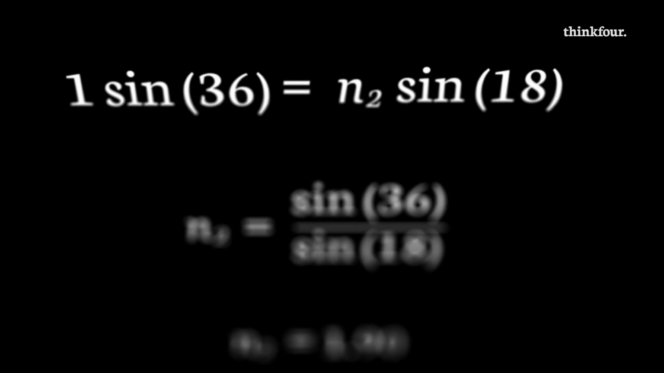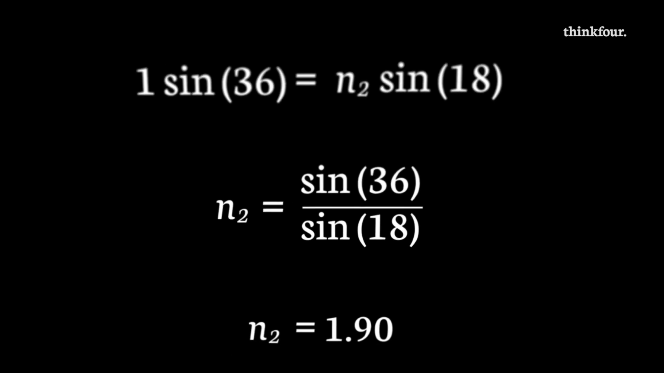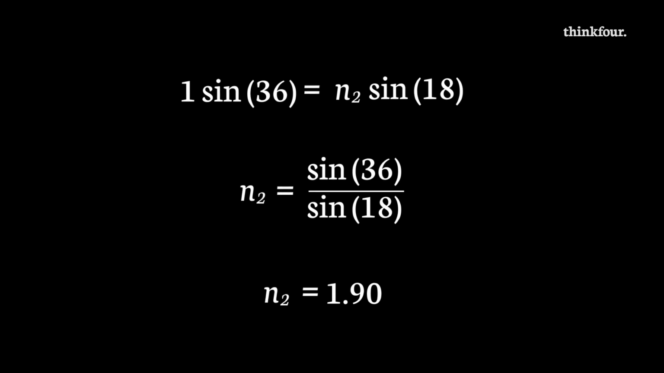From the question, we know that n1, which is air, will be equal to 1. The angle of incidence, θ1, is 36 degrees, and the angle of refraction, θ2, is 18 degrees. In this case, we will use Snell's law to calculate n2. If we substitute our values into n1 sin θ1 = n2 sin θ2, we have 1 × sin 36 = n2 sin 18, or n2 = sin 36 / sin 18, which equals 1.9 to 3 significant figures.